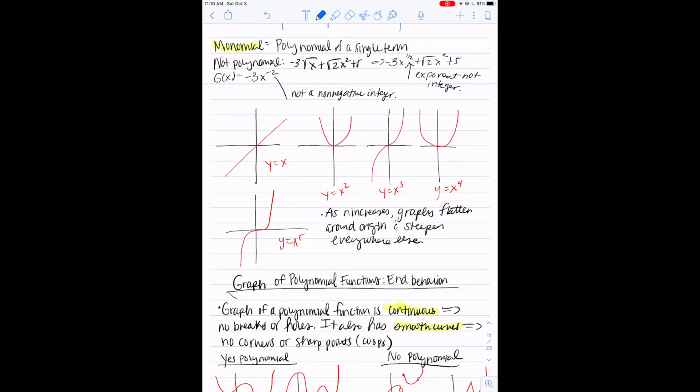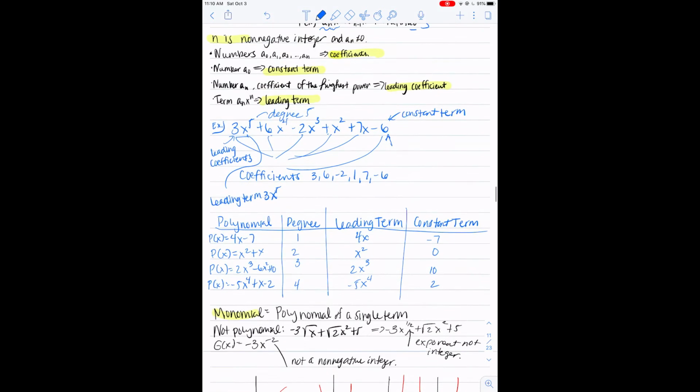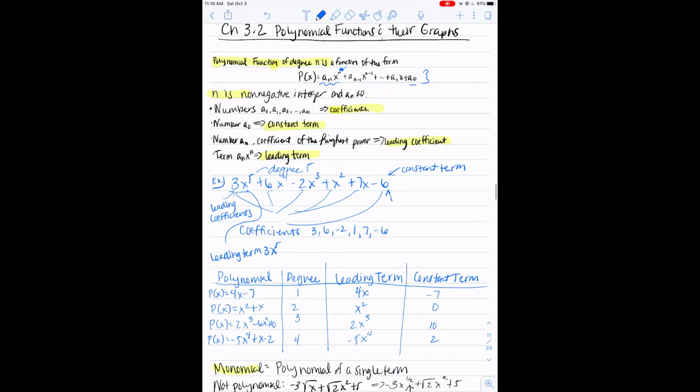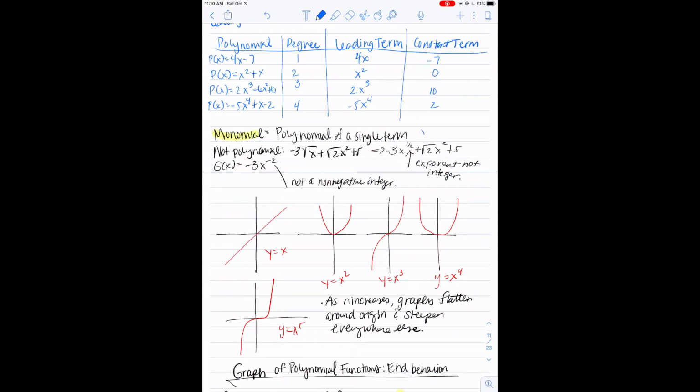A monomial is a polynomial of a single term. So that's just if it was just one of these terms here, like x^2, x^3, 3x. Those are single terms.